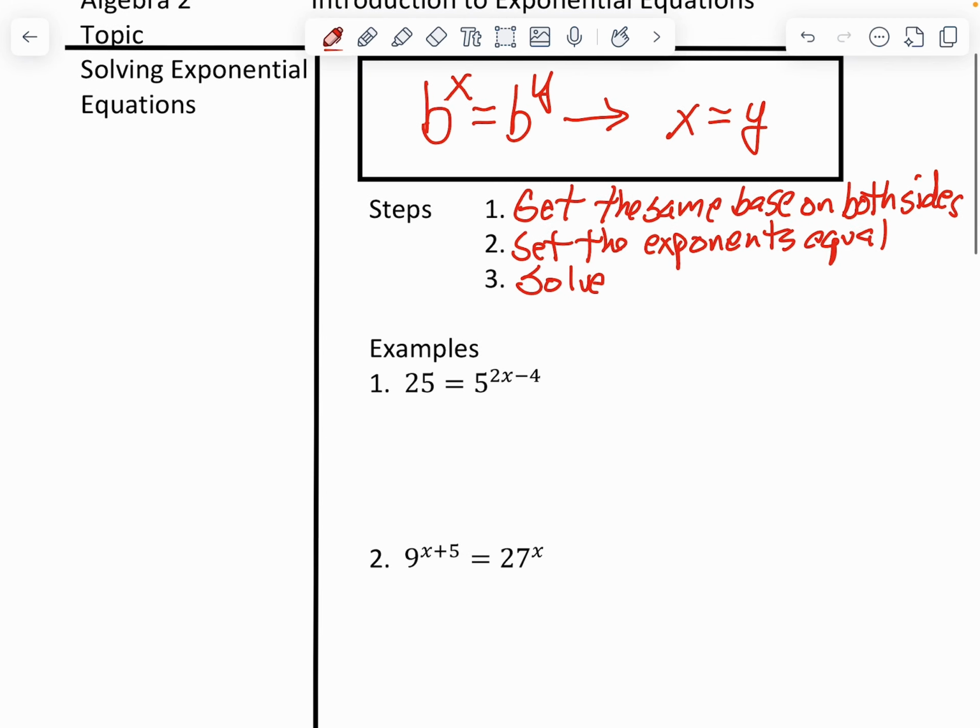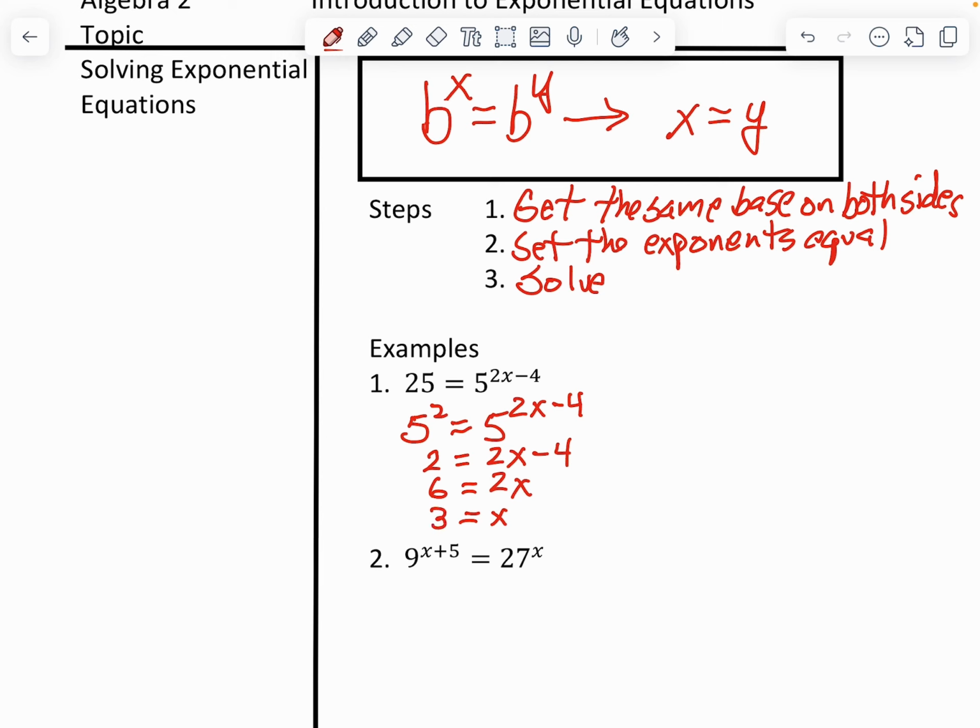This first example, we can easily get both sides to have a base of 5. So we're going to make the 25 as 5 squared. The other side already has a base of 5. So notice usually we're going down from 25 to 5 and making a 5 squared. Now you just set the two exponents equal. 2 equal to 2x minus 4. Add 4 to both sides. 2x equals 6. And so x equals 3.